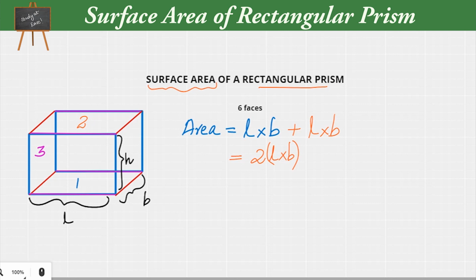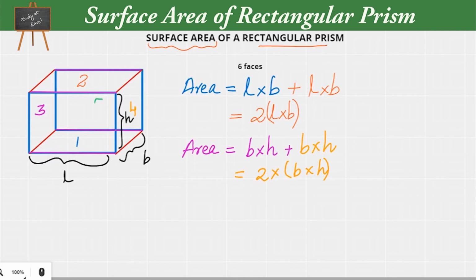Now, let us talk about the third side. In the third side, if you're calculating the area of that rectangular face, you will have height as well as the breadth. So the area of that rectangular face will be breadth multiplied by height. Similarly, face 4, which is right opposite to it, is also a rectangular face which has the same dimensions, height and breadth. The area of that face will also be height multiplied by breadth, or breadth multiplied by height. So together, it will be 2 times breadth multiplied by height.